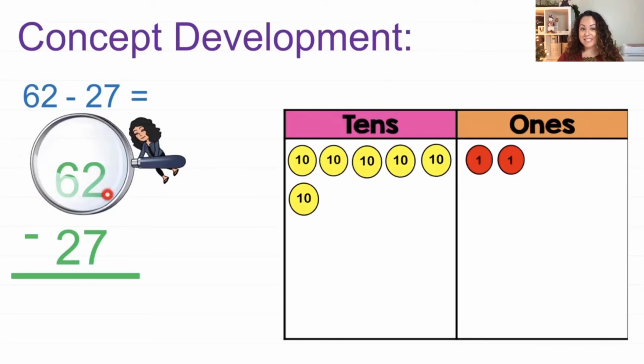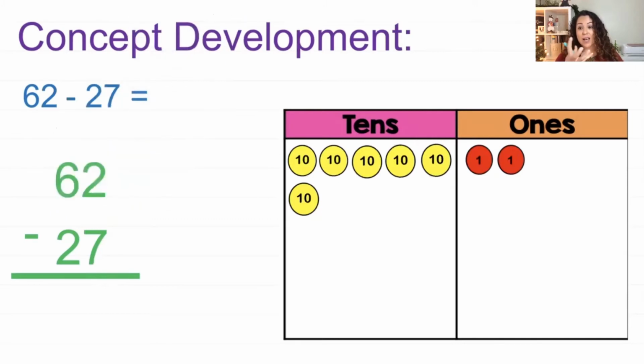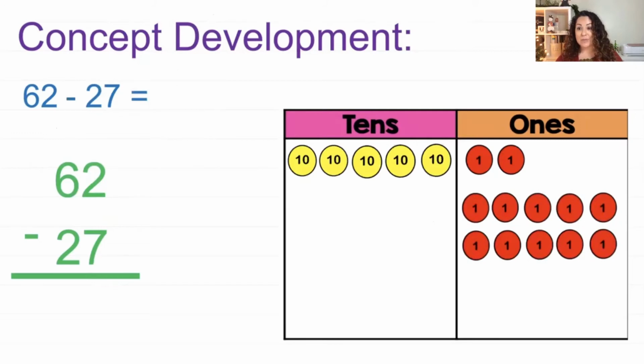I see my 62 and I see my 27. When I look at the ones place, I see that I have 2 ones and I have 7 ones on the bottom. So looking at that, that shows me that I'm going to have to unbundle a group of 10, because if I have 2 ones, I can't really take 7 ones away from that. I've got to unbundle a 10. So let's go ahead and see what that looks like. Remember, my 10 goes over to the ones, I unbundle it, and I have a group of 10.